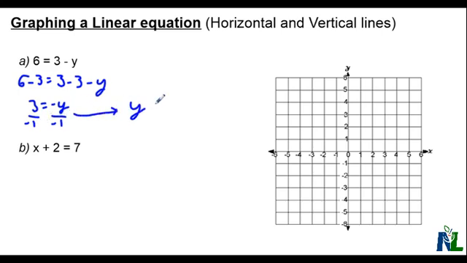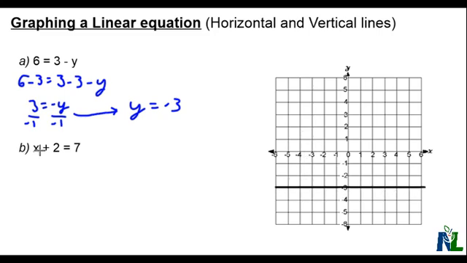y equals negative 3. So I now know that the value of y is negative 3 no matter what my value of x is. So I can plot this as a vertical line, or sorry, a horizontal line with a y value of negative 3.